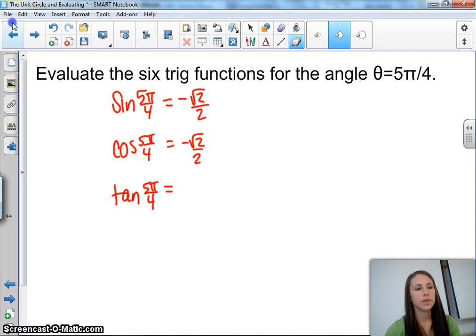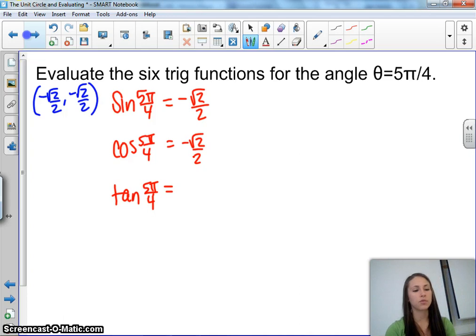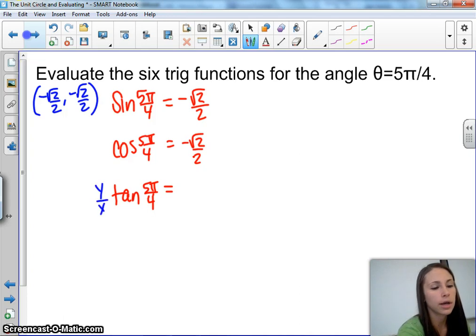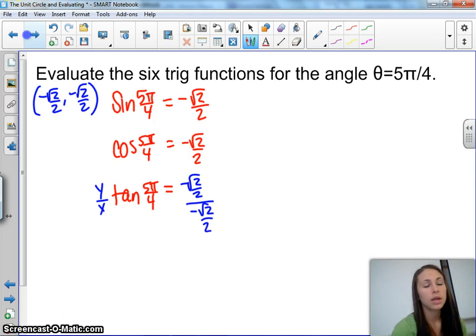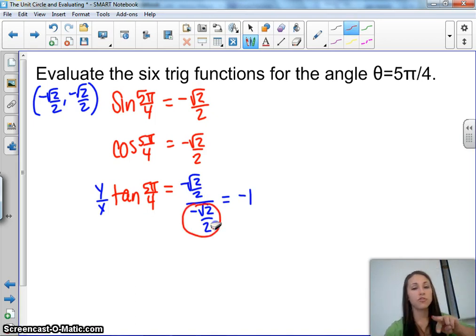And then the tangent, and I'm just going to write that point down. I know the point was this, so I don't have to keep flipping back and forth. Tangent is just y over x, and so I'm going to put negative square root of 2 over 2 over negative square root of 2 over 2. Now, you can look at this and just say, okay, I've got the same number over itself. So if I had like negative 3 over negative 3, that'd just be 1. So this is going to just be negative 1. Or what you could do is take this bottom piece and flip it and multiply, and everything would end up canceling out.